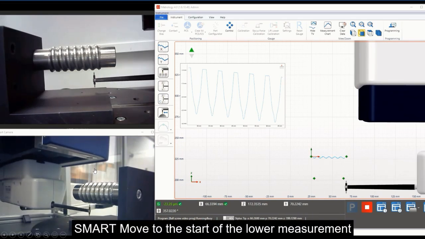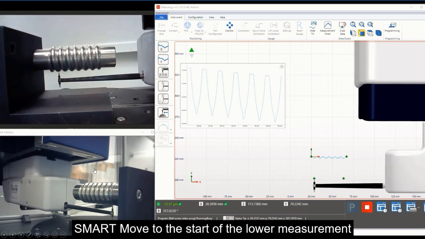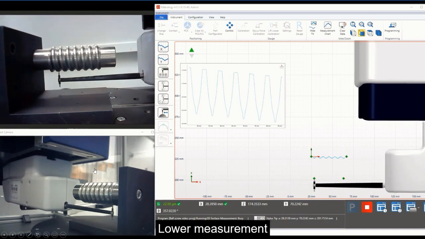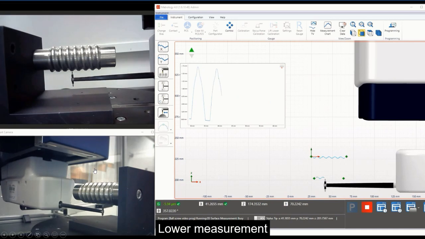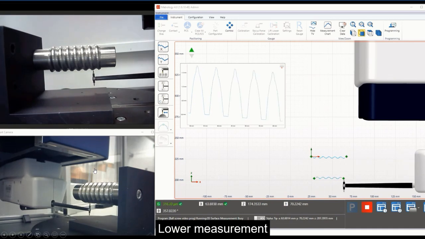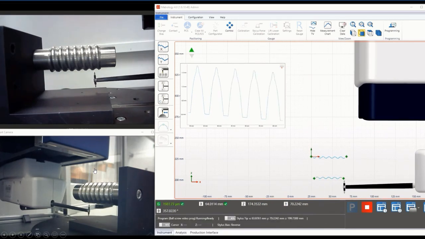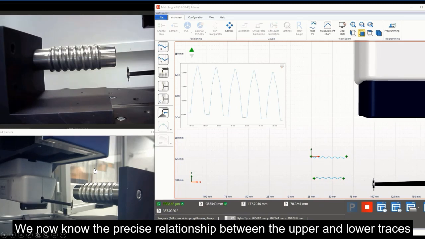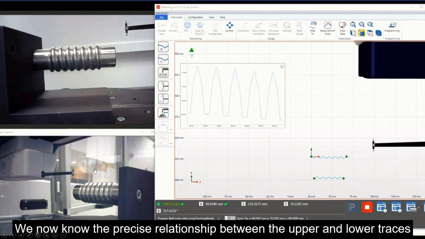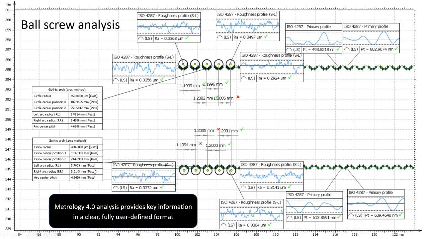The stylus is moving using something called smart move to those points very precisely, and we're taking the lower measurement now. So once that's finished, we now combine these measurements. We know the relationship between those two traces, and we're going to combine that data together. And here it is. So what we can see here is a very clear diagram of all of the results.